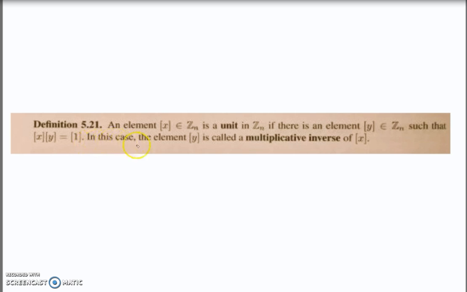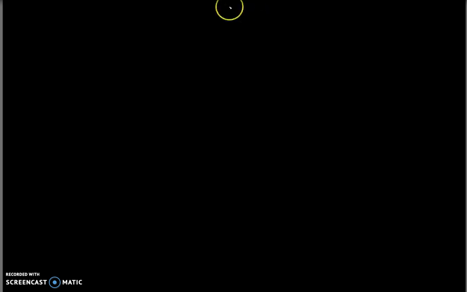Alright, so next we're going to be looking at the multiplicative inverse. So, just putting back the definition: it's the element y when x times y equals 1. So, let's look at an example. If we're trying to find the multiplicative inverse of 3 mod 5.